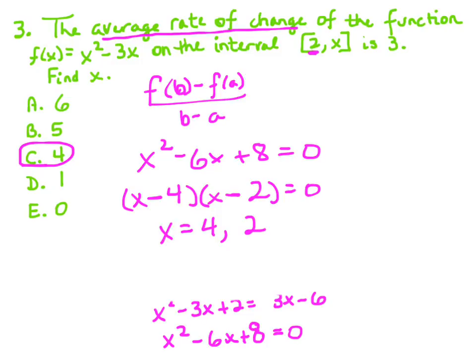Now additionally, my x value cannot be equal to 2 in this scenario because remember our interval starts at 2 and stops at x. And so if x was equal to 2, then I would have no movement on the interval and therefore no average rate of change.